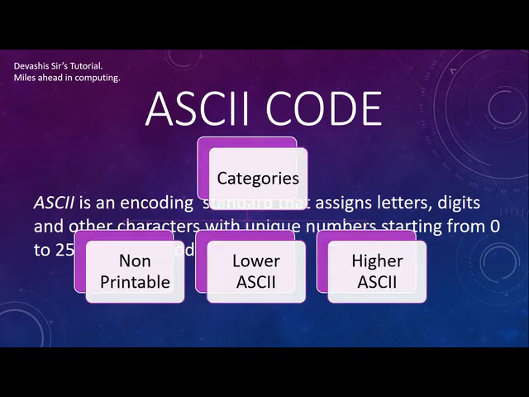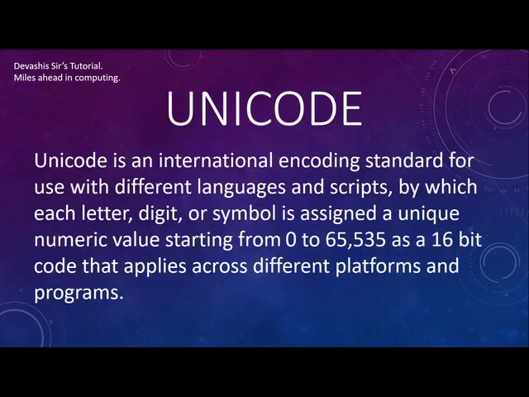So now you see this ASCII code has been categorized into 3 groups: non-printable, starting from 0 to 31, that is 32 characters; lower ASCII from 32 to 127; and higher ASCII, beyond that, from 128 till the end. Lower ASCII is where our capital letters and small letters are present.